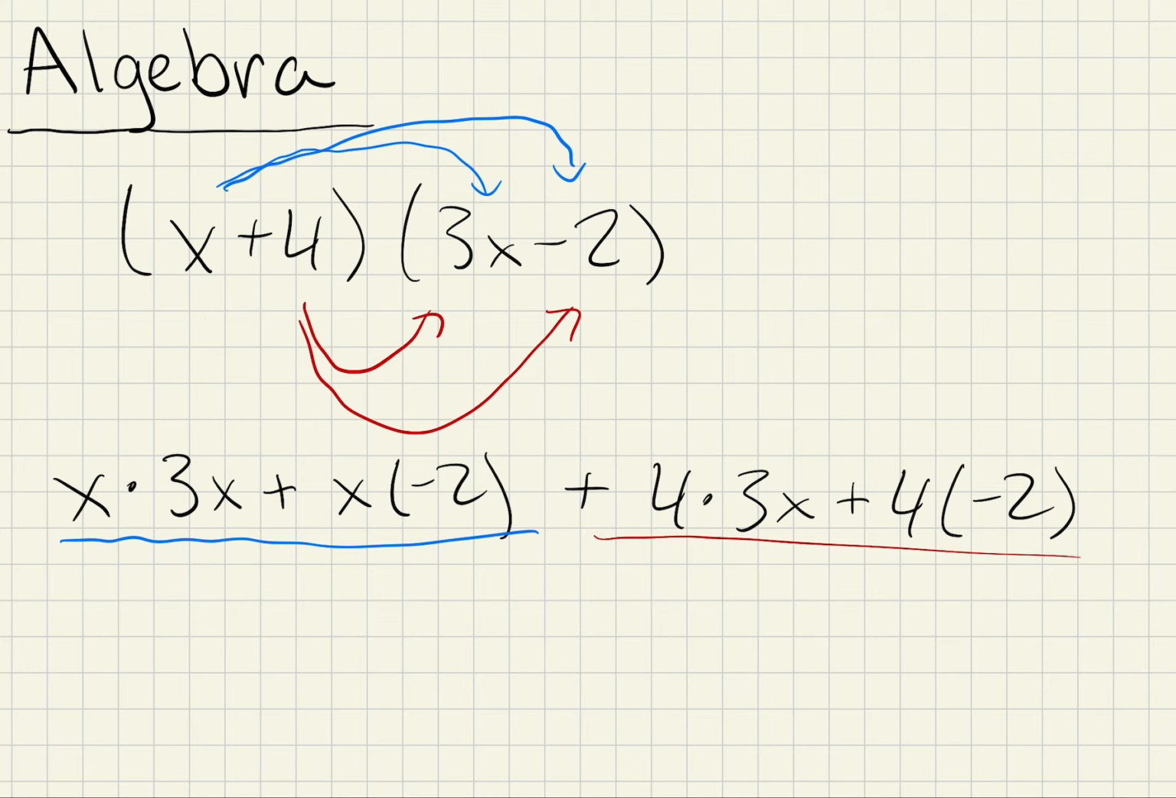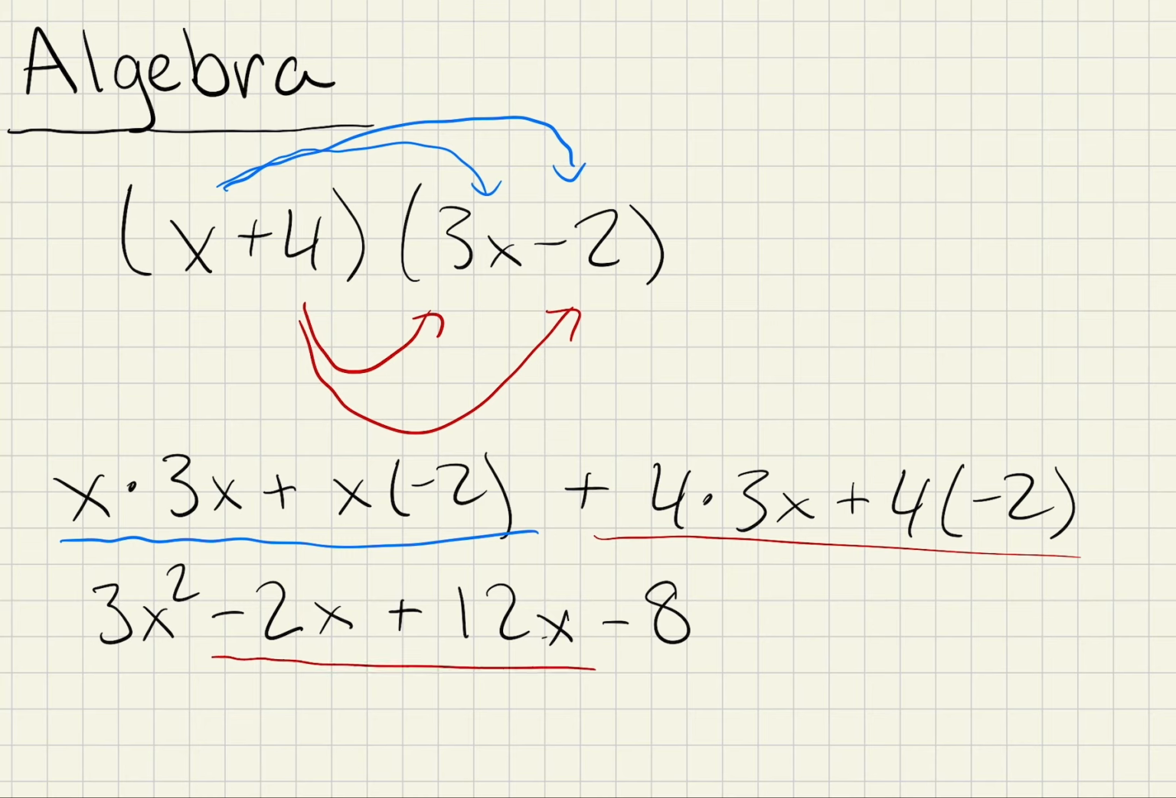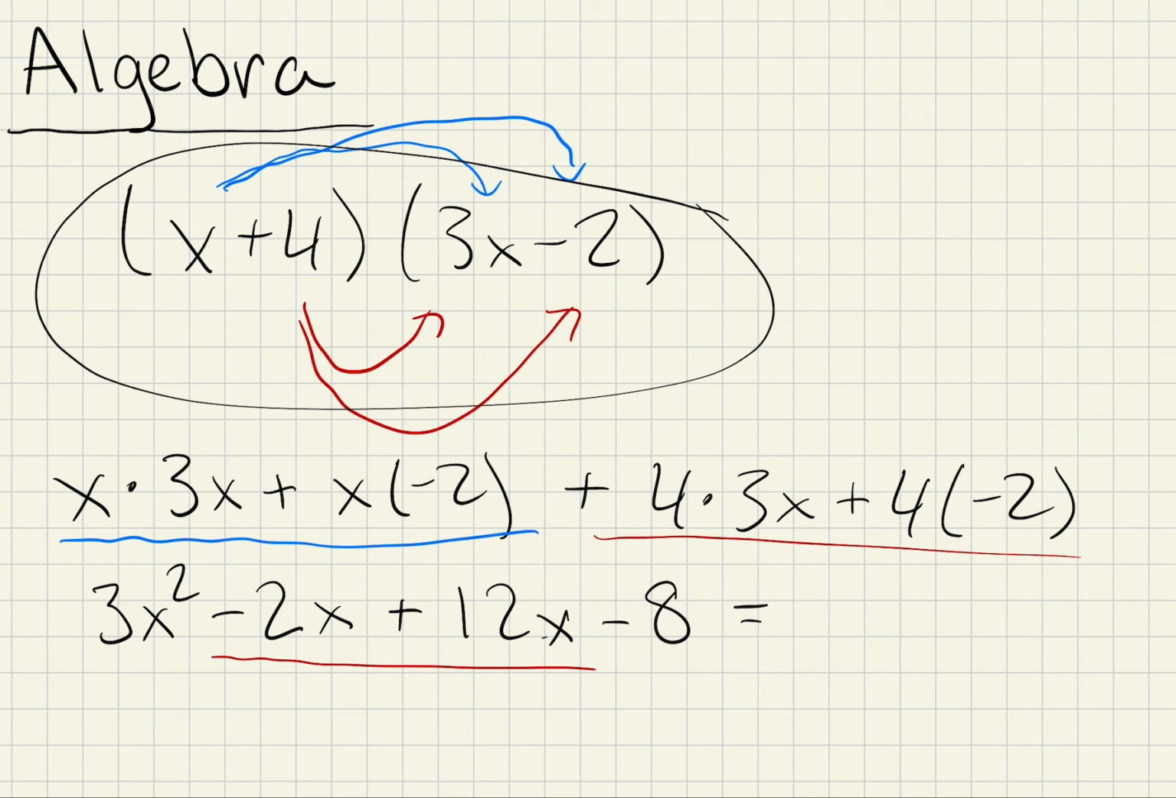So now we go ahead and simplify these by combining like terms. And we get 3x squared minus 2x plus 12x minus 8. And now we can combine like terms. So before we were just simplifying, now we're combining like terms. We see we only have two like terms, that's negative 2x and 12x. So we go ahead and combine those, and from our original problem here, our answer is 3x squared plus 10x minus 8.